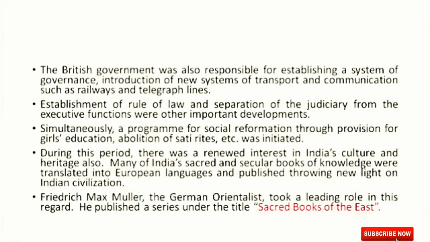Establishment of the first three modern universities in India, in Bombay, now Mumbai, Kolkata, and Madras, quickly followed in 1857. The British government was also responsible for establishing a system of governance. The introduction of new systems of transportation and communication such as railways and telegraph, the establishment of rule of law, and separation of the judiciary from the executive functions were other important developments of colonial influence.